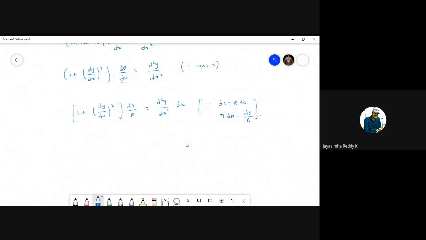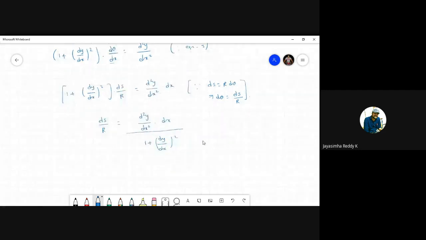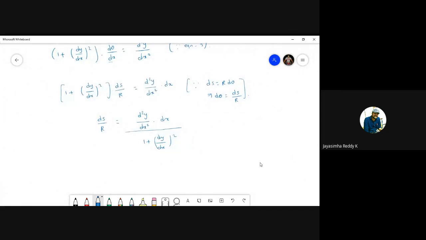Now let me make this ds by r as subject. ds by r is equals to d square y by dx square into dx by 1 plus dy by dx whole square. All right, is it clear, guys? As of now, okay, right? Yes, sir. Okay, now let us further simplify and write. So what is ds, students? ds is r d theta.